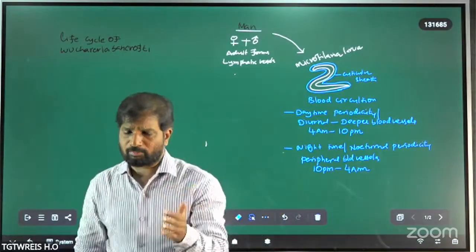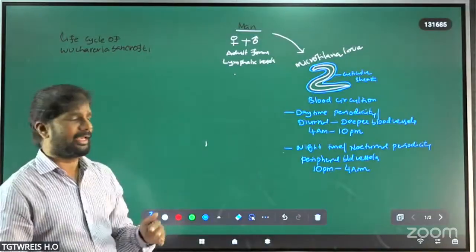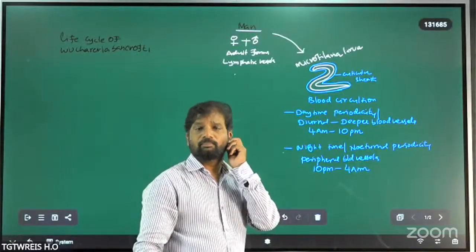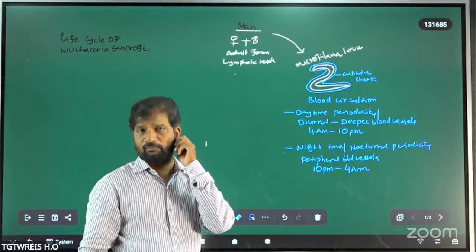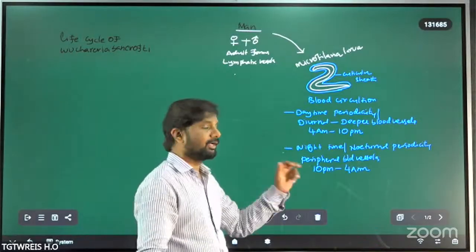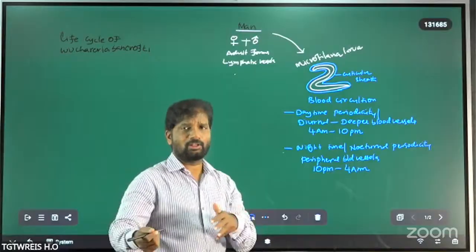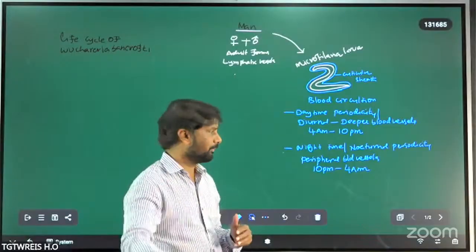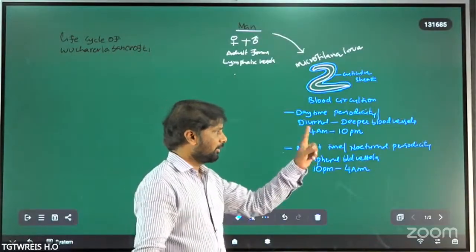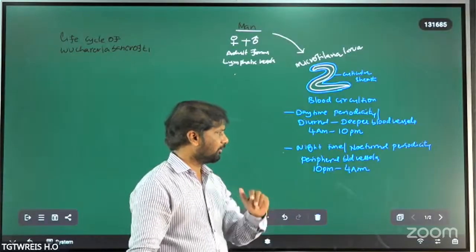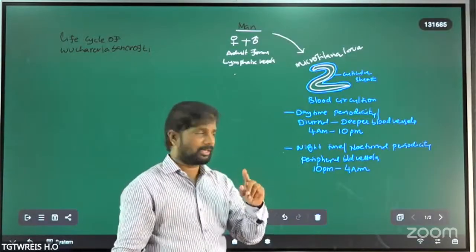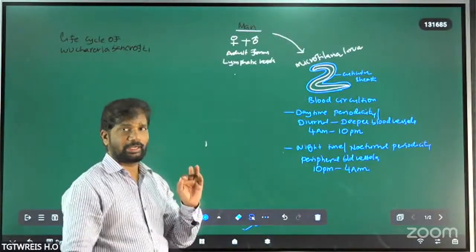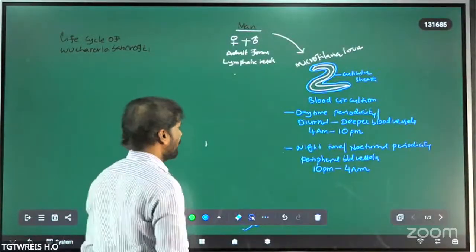Why are these microfilariae larvae especially present at night time in the peripheral blood vessels? What is the benefit to these microfilariae larvae? After the class, we can discuss this in the question session, and I can give the answers. Nighttime or nocturnal periodicity takes place in the peripheral blood vessels, from 10 p.m. to 4 a.m.